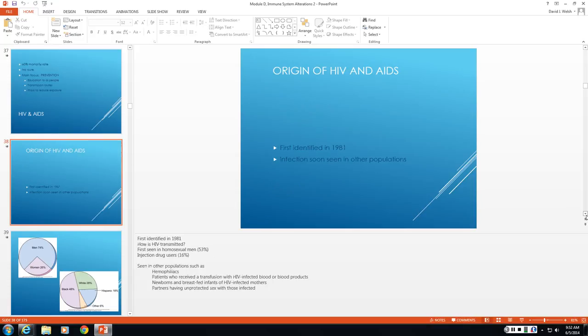So the origin of AIDS: it was first identified in 1981. Basically, it was first seen in homosexual men and IV drug users. Then it spread, and the infection was seen in other populations: hemophiliacs, patients who had received a transfusion with HIV-infected blood or blood products. You saw it in newborns and breastfed infants of HIV-infected mothers, and of course, partners having unprotected sex with those who were infected.